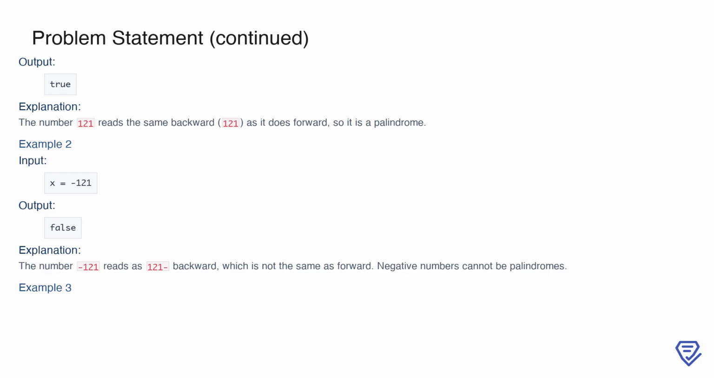In the first example, the input is x equals 121. The function should return true because when the digits of 121 are reversed, you still get 121. This symmetry makes it a palindrome.